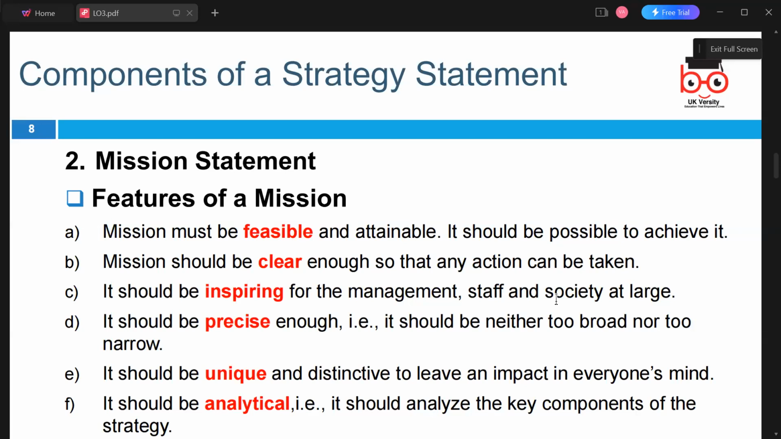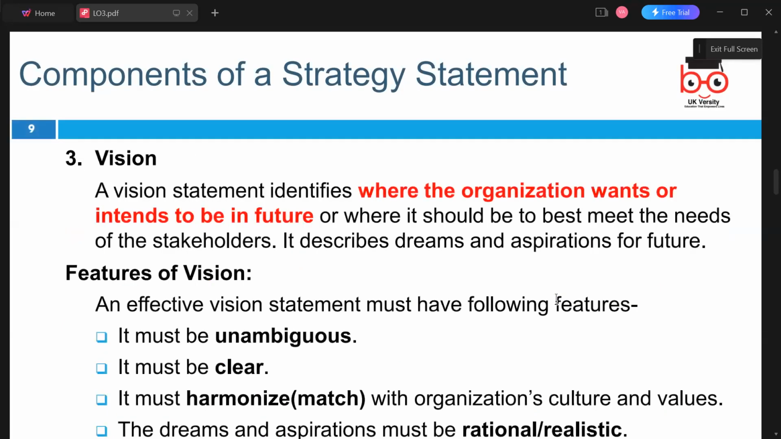It has to be precise enough, so there shouldn't be a leak of data integrity. It has to be concise and specific towards the business goals. Unique, which means that we should bring a unique value and have an impact when it comes to motivating our employees. And it also should be analytical. So you now analyze the key components of our strategy.